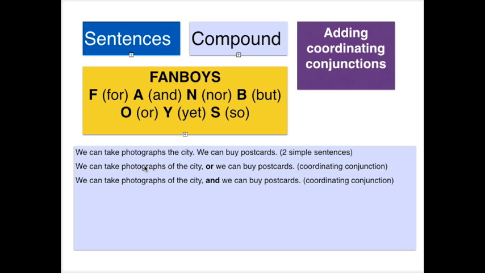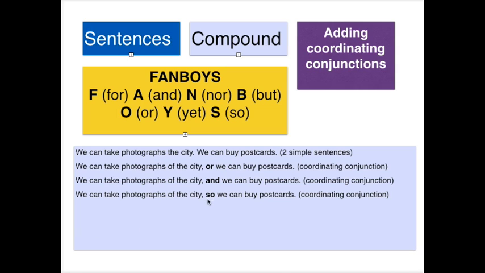Take your photographs or buy the postcards. If you use the coordinating conjunction here, and, they can do both. We can take photographs of the city and we can buy postcards. So the meaning is altered depending on the coordinating conjunction used.